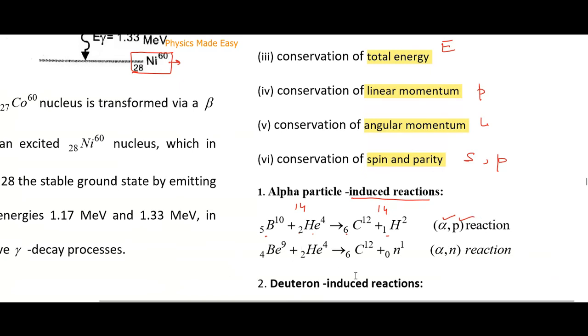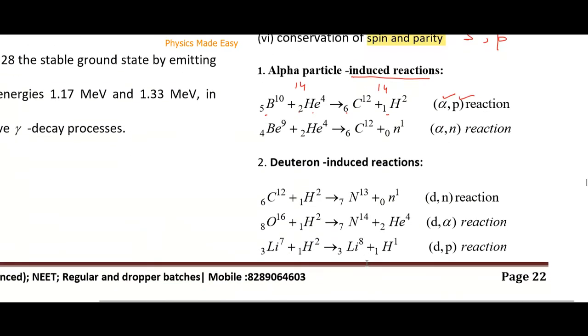So that was one kind of induced reaction. Now a reaction can be induced by an alpha particle. A reaction can also be induced by a deuteron.